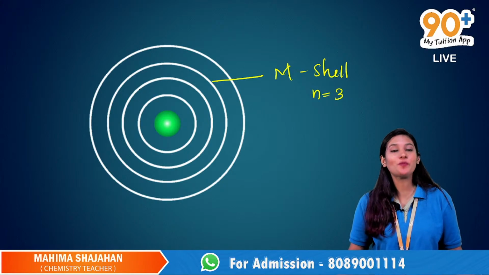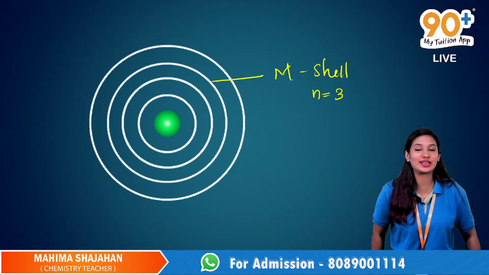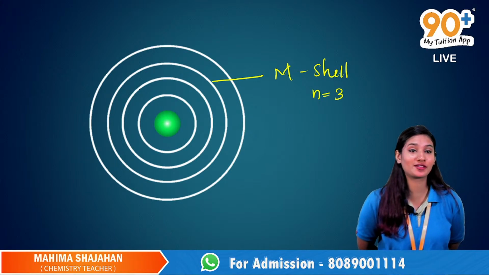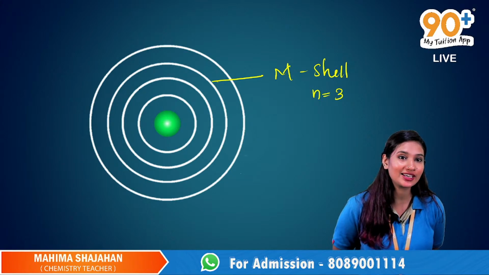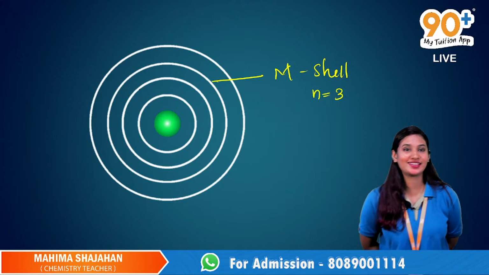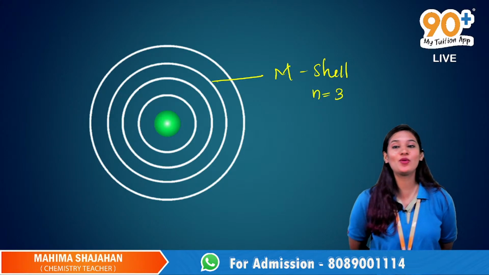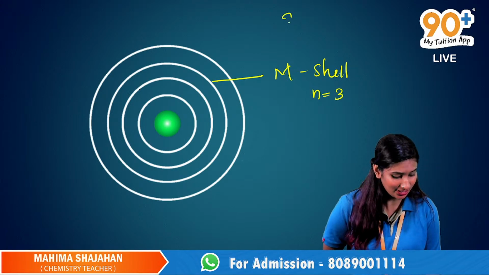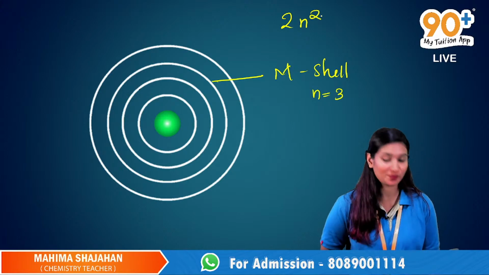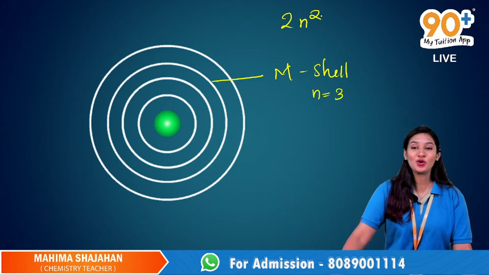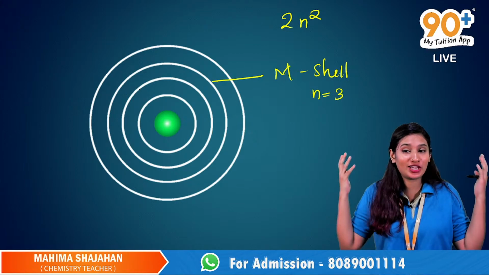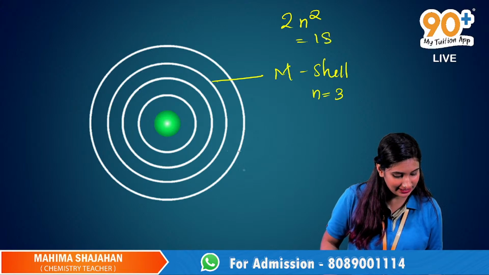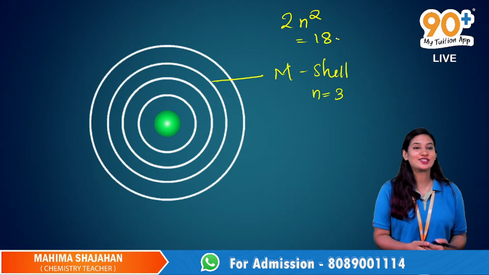Okay, so who wants to help Sri Lakshmi? Who is the first one to raise her hand? Anamika. Yes, Anamika, tell me. Ma'am, the formula is 2n square. Very good. The formula is 2n square. So when you substitute 3 here, what is the maximum number of electrons you can accommodate in the M shell? 18. Very good. It is 18. Okay, perfect. So Sri Lakshmi.